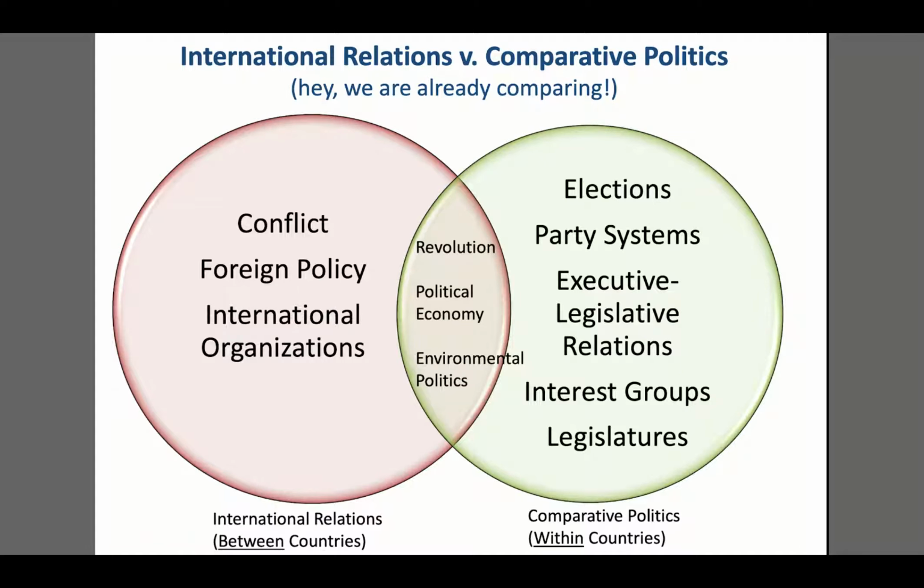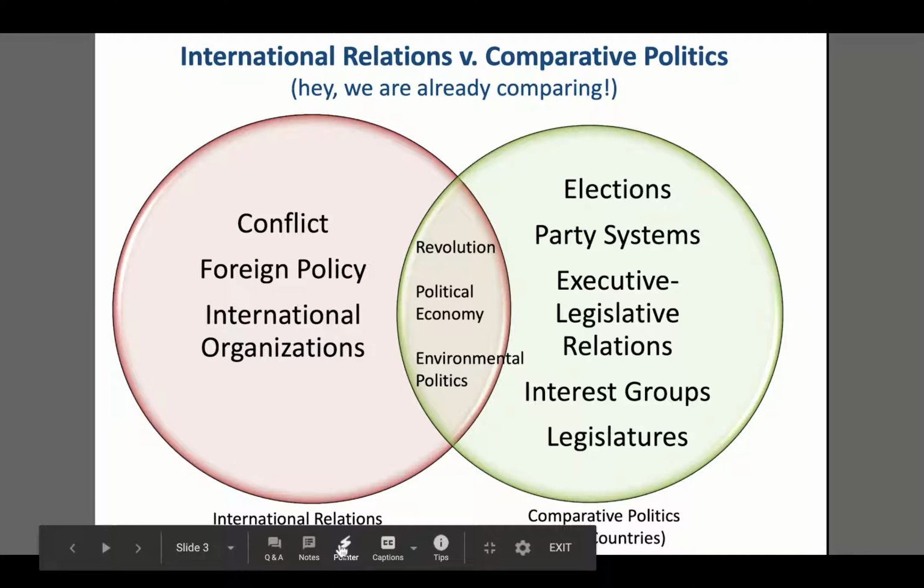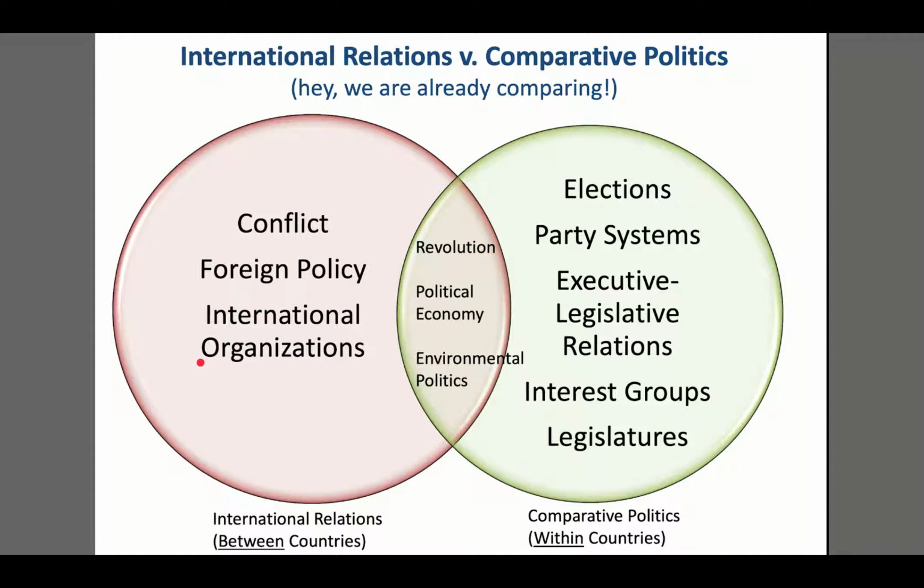International relations versus comparative politics. When I was in college, I studied international relations, and it is different from what we do in this course. International relations is centered on how countries interact with each other, how they trade, what causes them to get into a war, and what motivates them to engage in diplomacy. It also covers the role of international organizations like the UN, NATO, and international trade agreements.